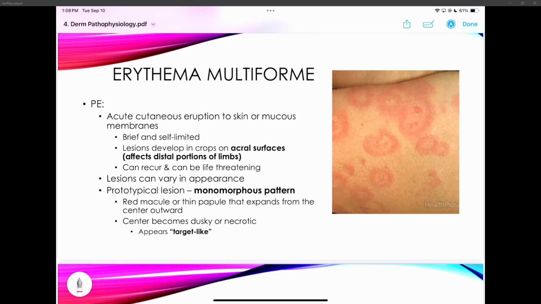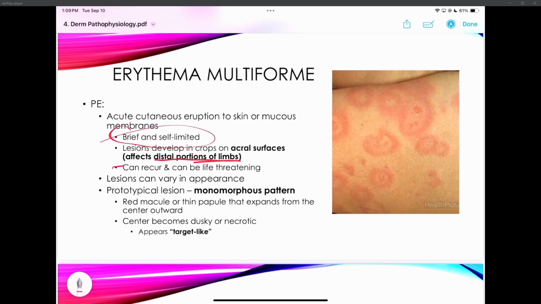Physical exam, cutaneous eruption to the skin or mucous membranes. It'll be brief and self-limited, which means it's going to do its thing and then it'll go away on its own. Lesions developing in crops on the acral surfaces, so distal portions of your limbs, can reoccur and it can be life-threatening.